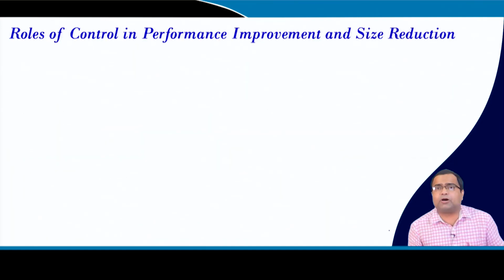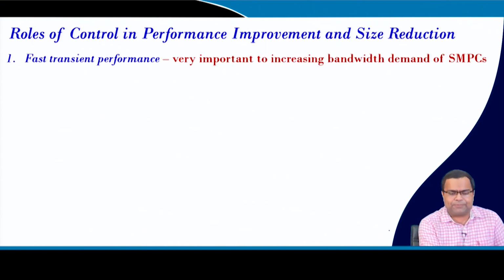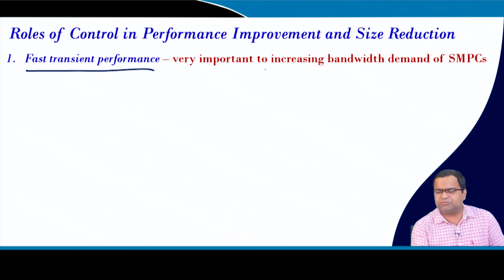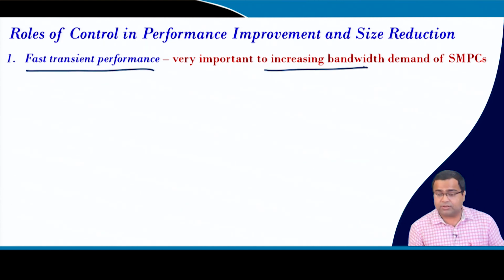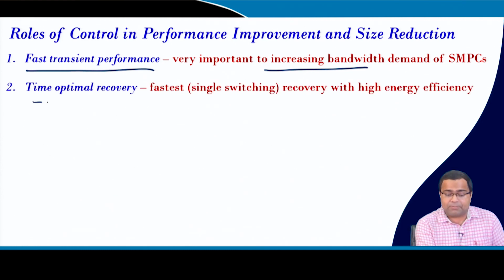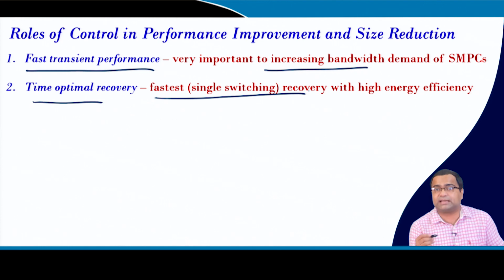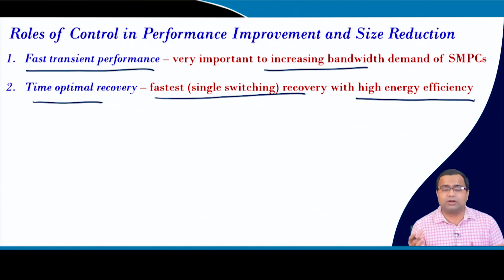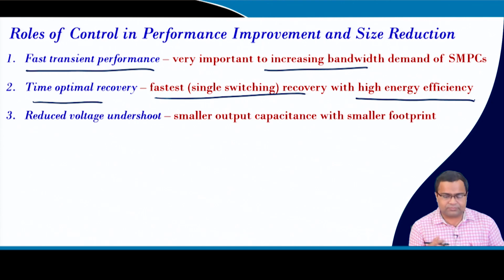So, the role of control in power converters is performance improvement and size reduction. If we can achieve very fast transient response, then we can meet the increasing power bandwidth demand. The time optimal recovery is the fastest transient with a single switching. It also offers higher energy efficiency over conventional control if the transients appear more frequently, and that is the case for many applications, particularly data center applications and portable device applications, where the computation is happening continuously, right. So, you need to meet the demand.